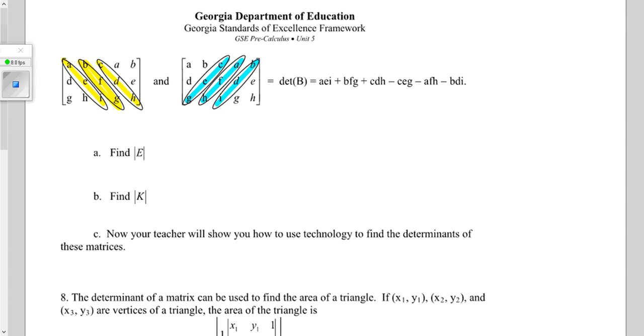When we are done with the yellow highlights, we shift into the blue highlights. So the next thing you see is CEG. That was the first one. AFH was the second.